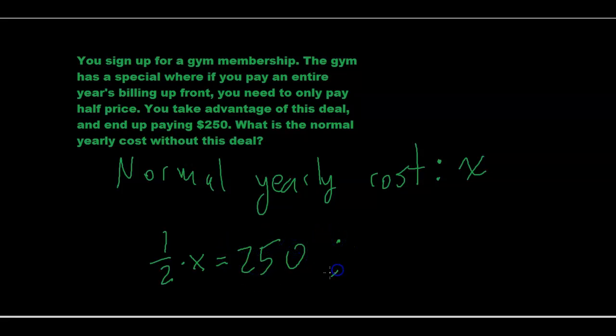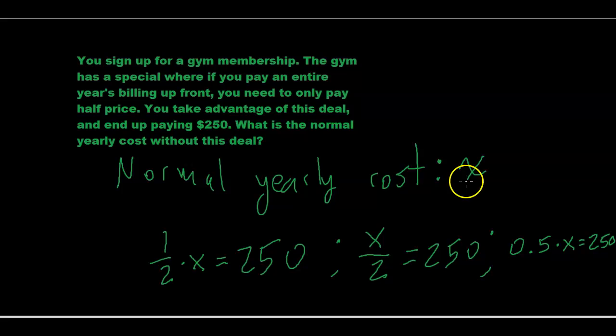There's a number of other ways we could write this. We could write this as x divided by 2 equals 250, means the exact same thing, right? Or if you prefer to think in terms of decimals, we can think of 0.5 times x equals 250, right? Either of those three equations will work out, and they all represent the same thing. Okay, so now how do we actually figure out what the value of x is? Well, we're going to have to solve one of these equations.